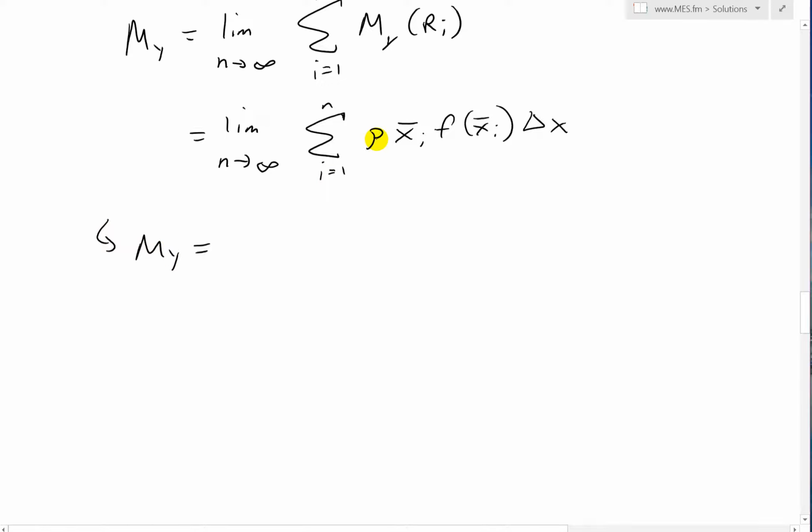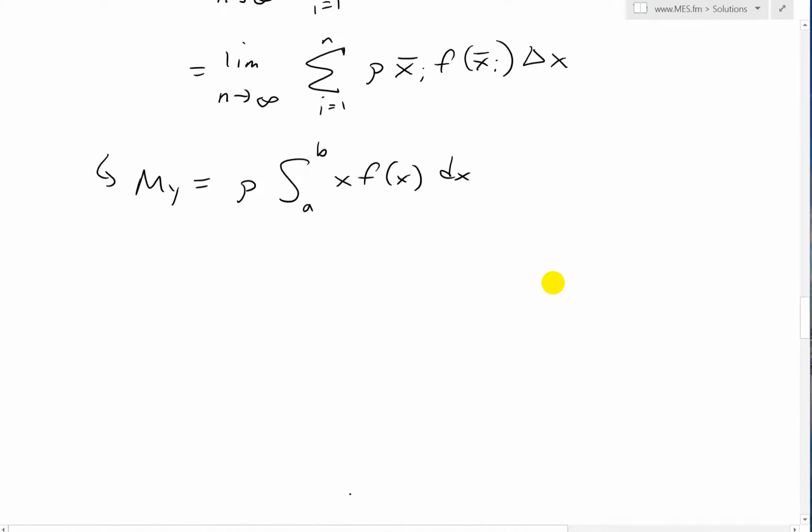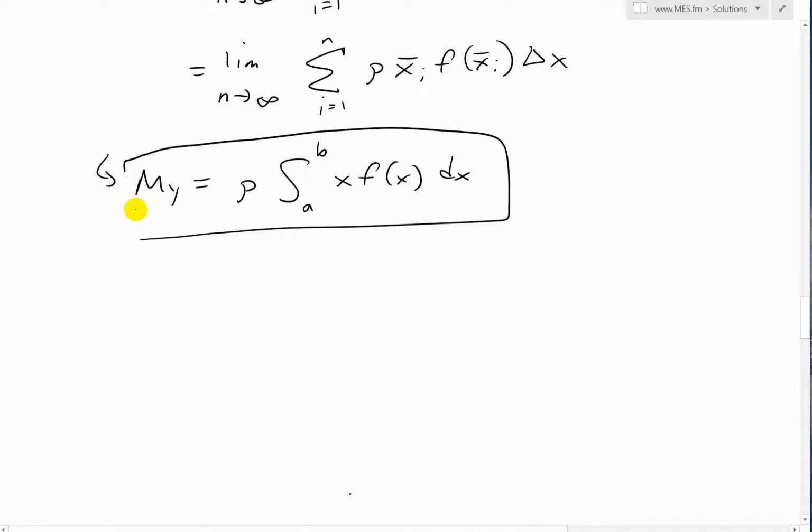And then again, this is a constant, so we can take it out. So it's like that, integral from a to b of, and now this center point is going to be so small that this coincides with xi and xi minus 1. So again, like always, that just equals x. f of x, and then we have dx, like that. Yeah, so there is our moment about the y-axis.